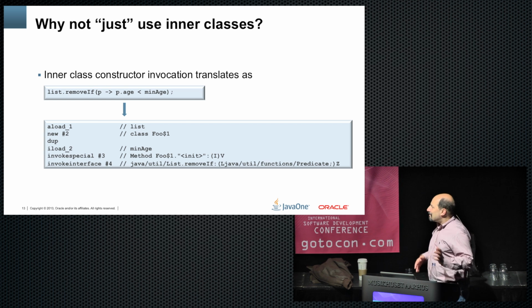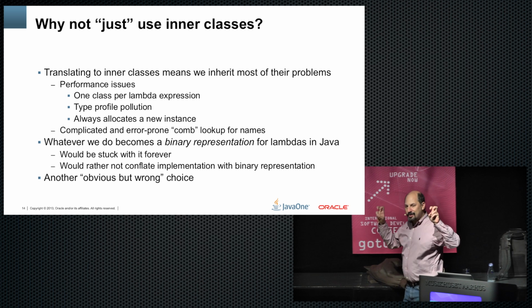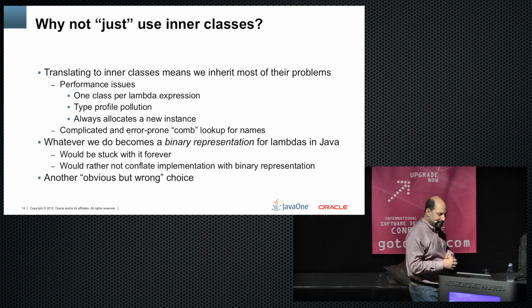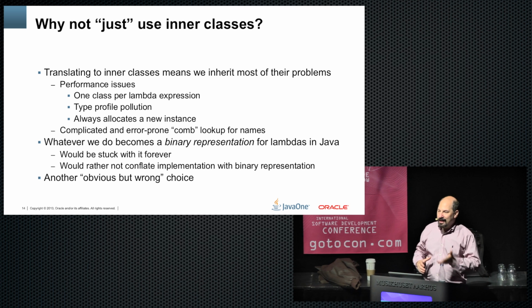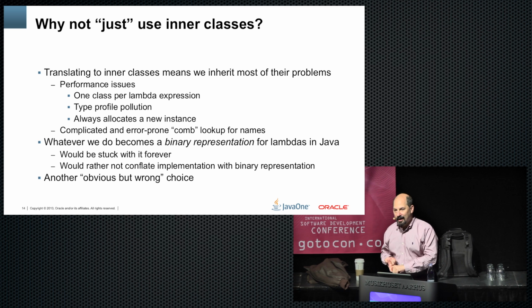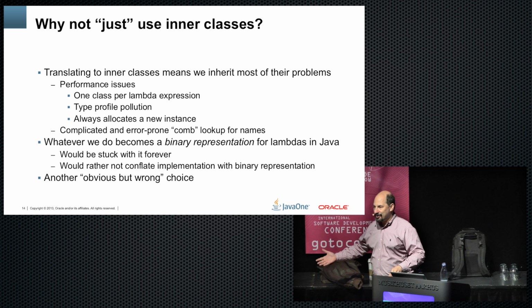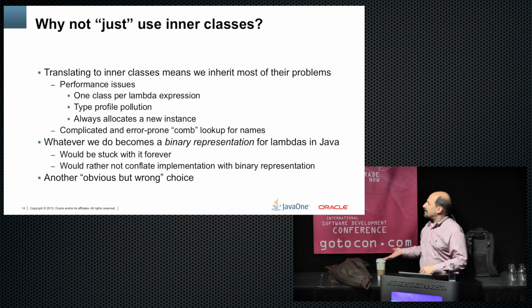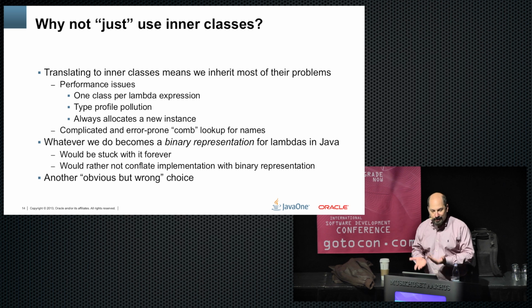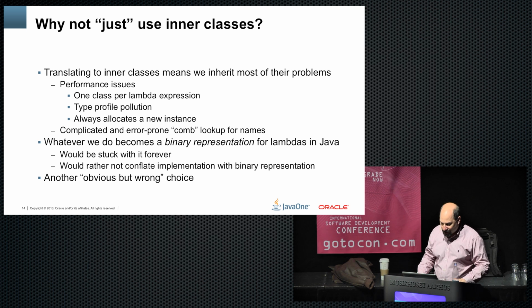Okay. Obviously, I've got the scare quotes around just. Why didn't we do it this way? Well, inner classes suck. And translating to inner classes behind the scenes inherits a lot of their problems, with the added bonus that you didn't even ask for an inner class. So now you have the pain of inner classes without having asked for one. And that's kind of lousy. So what are some of the problems of inner classes? Well, performance. So you're generating a class per lambda expression.